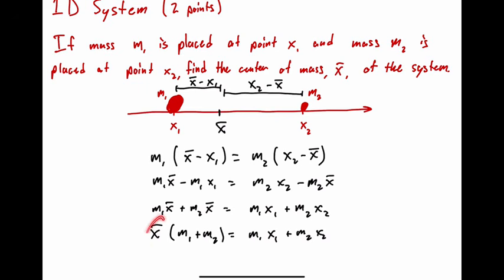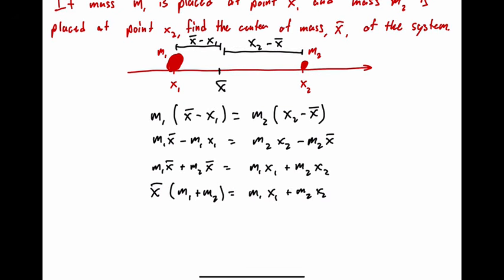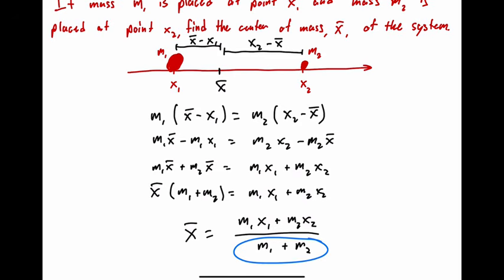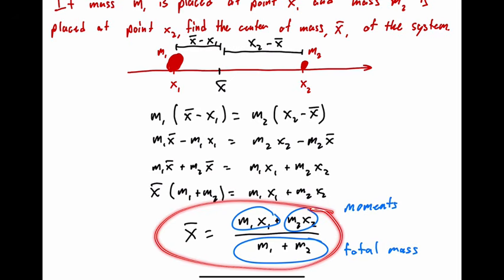And now I can solve for x bar simply by dividing both sides by m1 plus m2. So the formula for the center of mass is x bar equals m1 x1 plus m2 x2 divided by m1 plus m2. Notice that the denominator here is just the total mass of the system. These expressions in the numerator are called moments. This formula gives us the perfect balancing point between these two masses. Let's generalize this now to a system where there are more than 2 points.